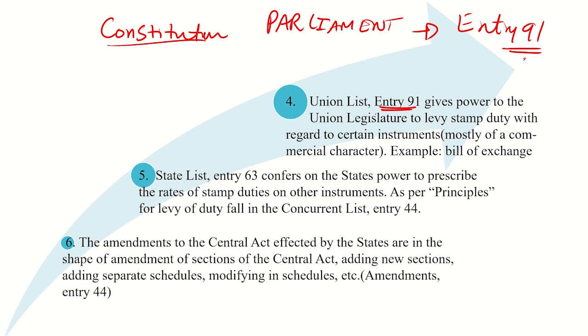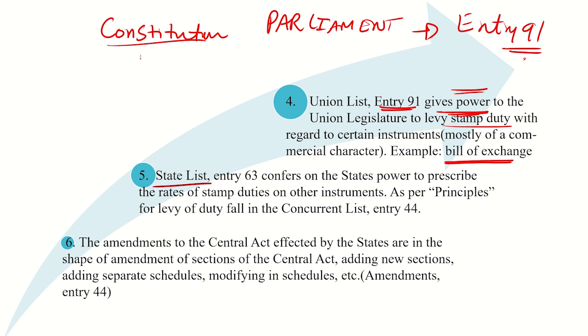So that is what we have to understand. Entry number 91 gives the power. As you can see, it gives the power to the Union legislature to levy stamp duty for certain instruments, mostly of commercial character, for example, bills of exchange. Please remember, in our stamp duty, even the state has a power.